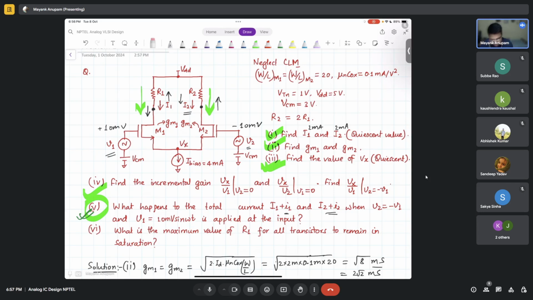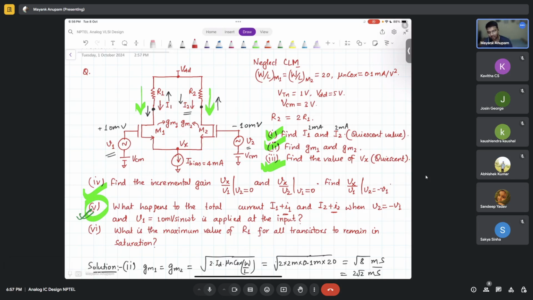The small signal current, this small I1 and this small I2, will be exactly opposite of each other, in the same manner that V2 is related to V1. So I2 will be minus I1. This small I2 will be equal to minus of small I1, and the total sum of the current will always be equal to 4 milliampere.